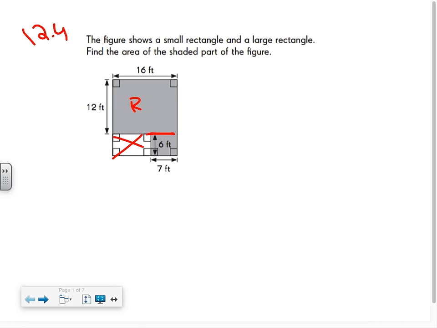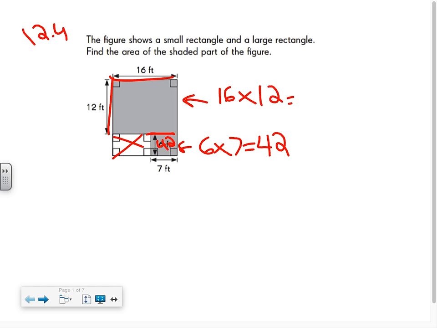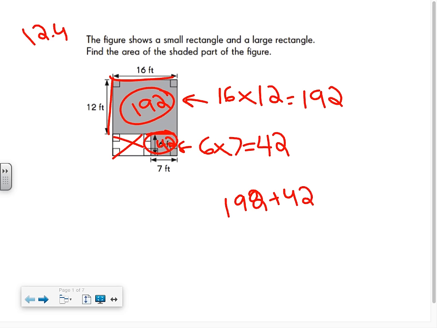So if I have this rectangle, which the length is 6, and I have 7 for my sides, well, 6 times 7 is 42. So I know this right here is 42. Then I have this bigger rectangle, where the length is 16 and the width is 12. I can do 16 times 12 and I get 192. Well, I have these two. I can just put these two together and figure out my whole. So I can do 192 plus 42 and I get 234, which is my same answer as before.